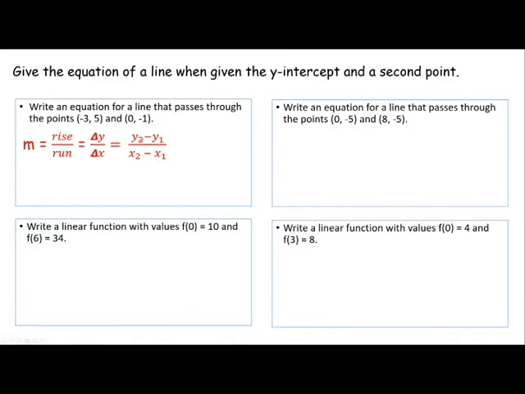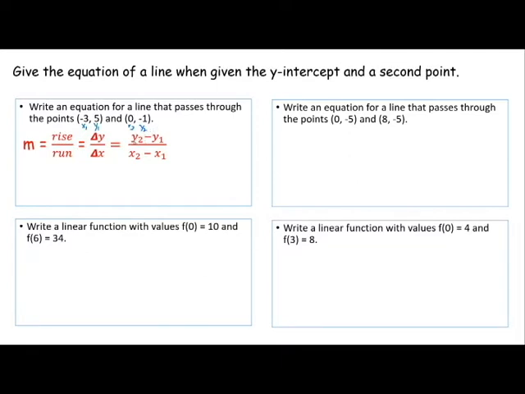Notice I have this labeled as y2 and y1, x2 and x1. It does not matter which of these coordinates is x1, y1. What does matter is that if you use, for example, the -3 as x1, that's fine. You just need to make sure that y1 is paired with it. Notice the order matters. My y2 and x2 come first, my y1 and x1 are second. This is x2, this is y2, and I just go through and plug in my numbers.